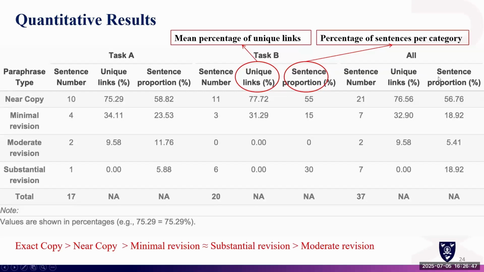As we can see here, the table presents the distribution of paraphrase types across task A, task B, and the combined data with 3 metrics: sentence number, the mean percentage of unique links, and the percentage of sentences per category. Before analyzing the attempted paraphrases, we discovered that about 82% of students performed the exact copy. And among the attempted paraphrases, the near copy dominates, followed by the minimal revision, which accounts for about 19%. And substantial revision peaked in task B, while the moderate revision was the least frequent. Crucially, the students who performed the exact copy in task A almost replicated this behavior in task B. And those who made modifications were also nearly the same people in both tasks.